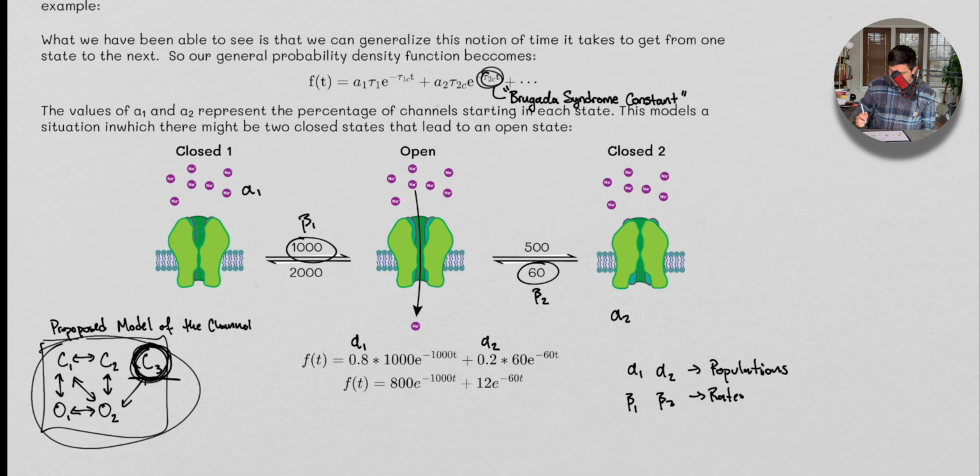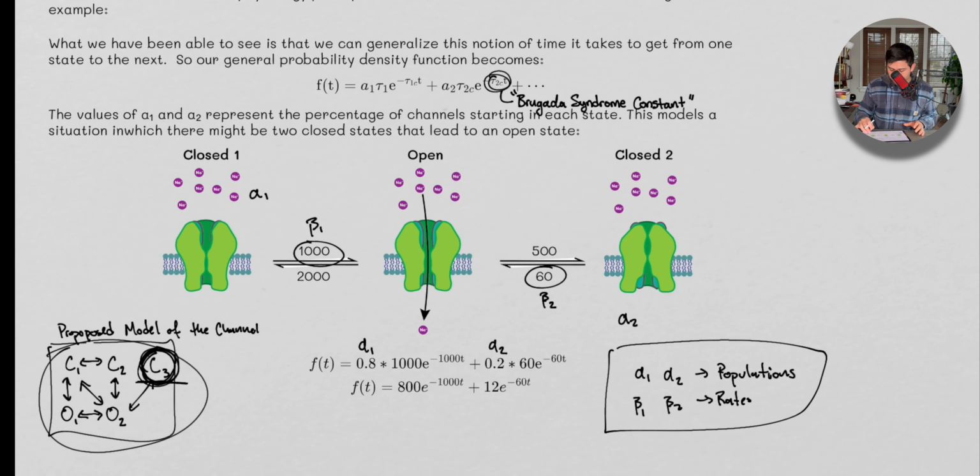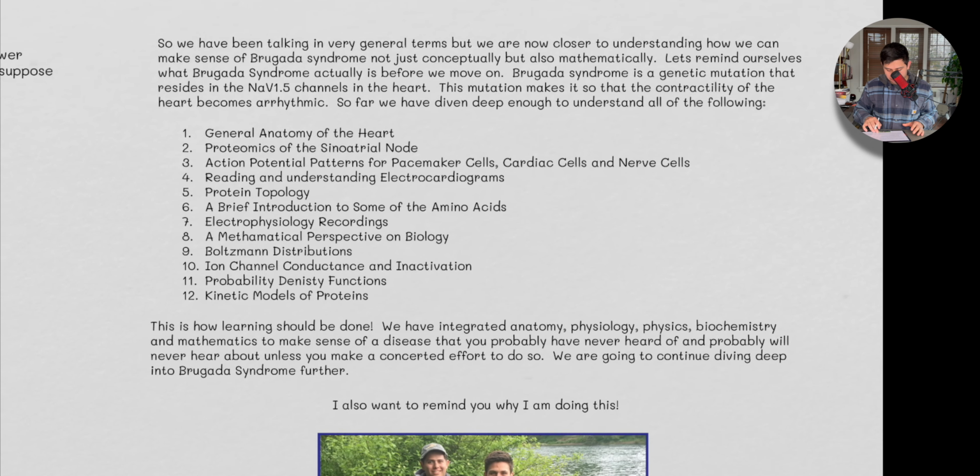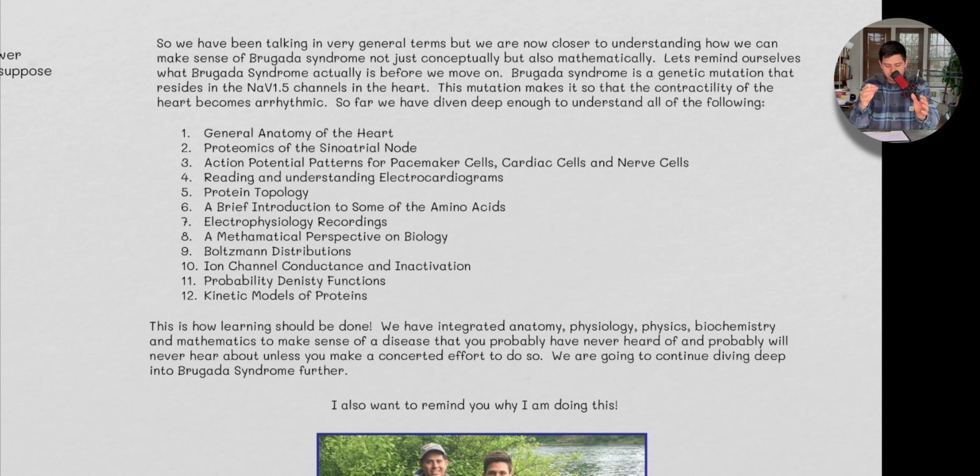So these are the constants that we want to be able to manipulate, change, and play with to see how we can go from non-conducting closed states, again, my apologies for the dog barking, to an open state, a conducting open state. All right. So we've been talking in very general terms here, but I've been talking about Brugada Syndrome, and we're now closer to understanding how we can make sense of Brugada Syndrome, not just conceptually, but also mathematically.